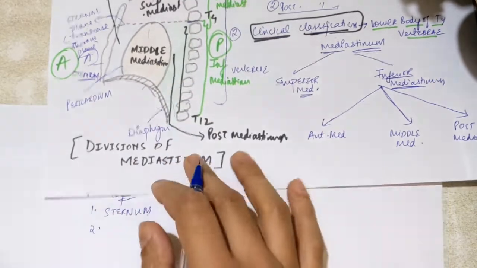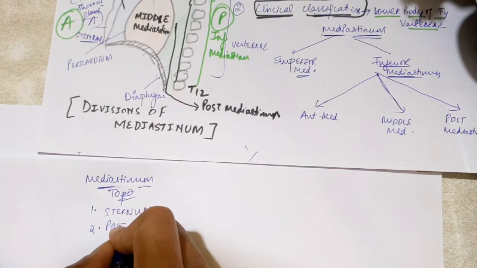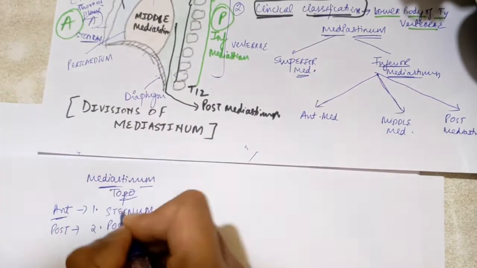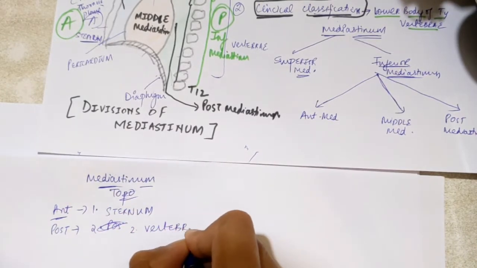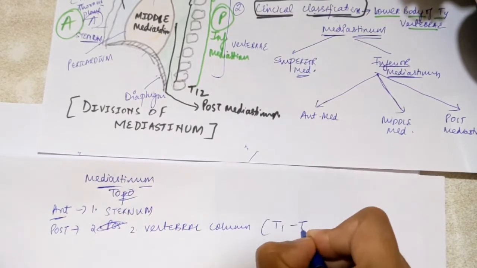Now posteriorly is your vertebral column, from the level of T1 to T12. So posteriorly is your vertebral column, from T1 to T12 vertebra.